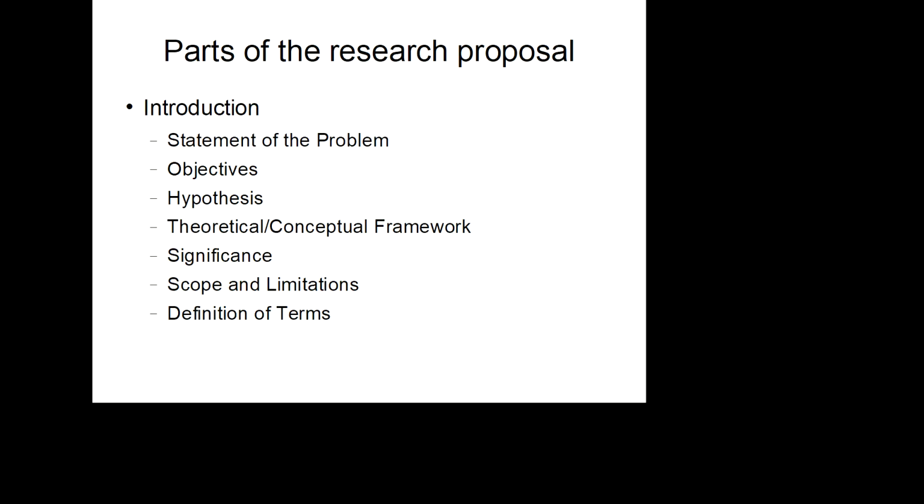Okay, so the parts of the research proposal are as follows: statement of the problem, objectives, hypothesis, theoretical or conceptual framework, the significance of the study, scope and limitations, and definition of the terms. Take note that this is by no means a hard and fast outline. It may be that some of the components of this outline might be combined, but all of these components must be available at least implicitly in your paper.